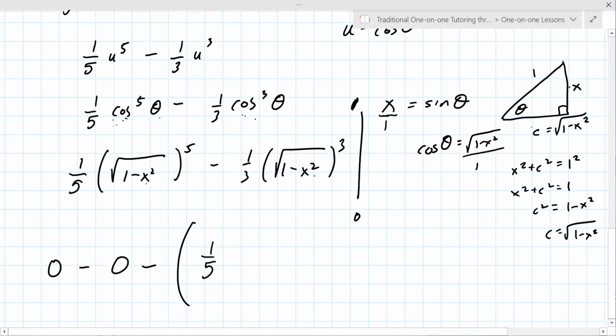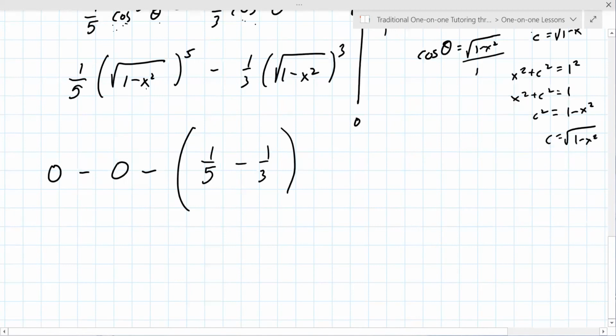And then over here, it's the same thing. 1 minus 0 squared is 1. Square root of 1 is 1. 1 to the 3rd power is 1, minus 1/3. So it all boils down to that. So that's 3 over 15 minus 5 over 15. It looks bad, like it's going to be negative, but then there's this negative out in front. So it ends up being just 2 over 15.